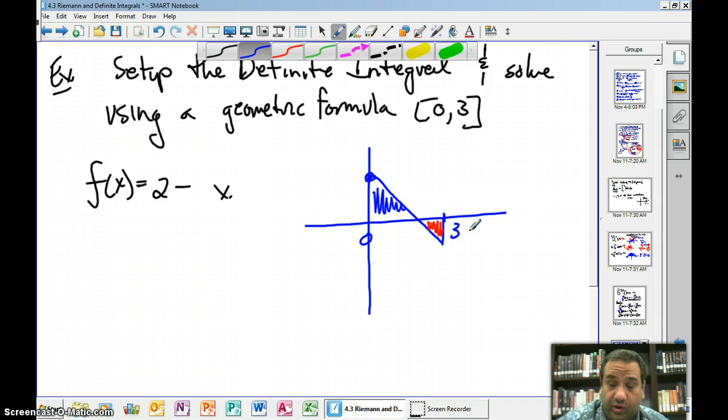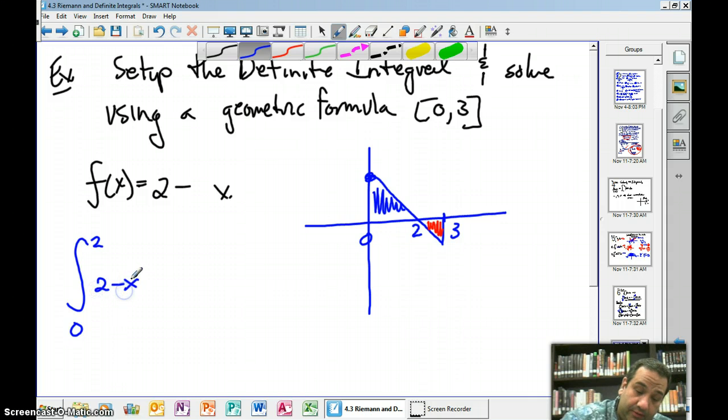This is a problem where we're going to use one of those properties because we're going to break it up. Where does it hit the x-axis? It hits the x-axis at 2. So I really want to do this. I want to take from 0 to 2 of 2 minus x dx. And I want to add to that, 2 to 3, 2 minus x dx.